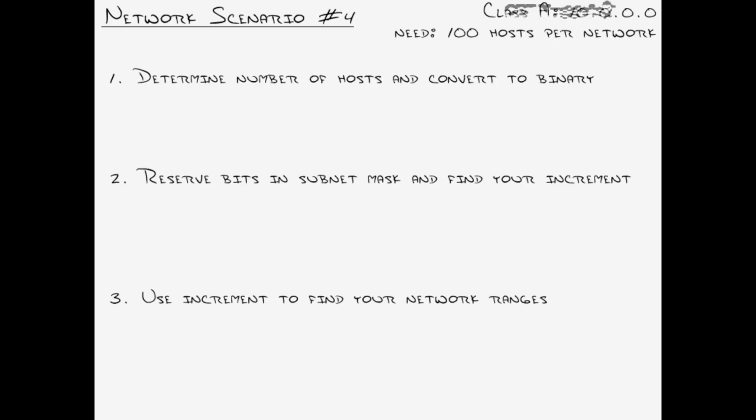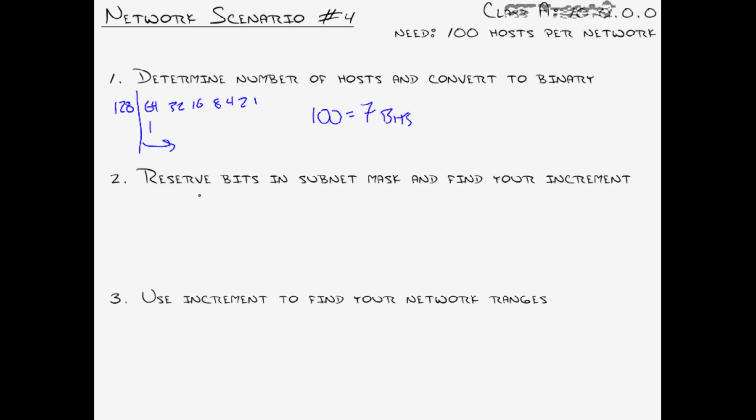All right, network scenario number 4. Class A address, we have 10,000 and need 100 hosts per network. So 100, how many bits does it take to get that number? 128, 64, 32, 16, 8, 4, 2, 1. Our first 1 goes right there, so immediately I know it is 7 bits.